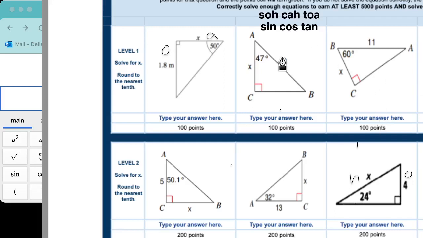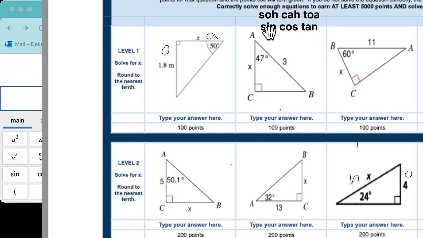Everyone, today we are going to learn how to use trigonometric equations such as sine, cosine, and tangent in order to find missing sides and angles of a right triangle. So your different trigonometric equations are sine, cosine, and tangent. A little mnemonic device to help you to remember which is SOHCAHTOA.